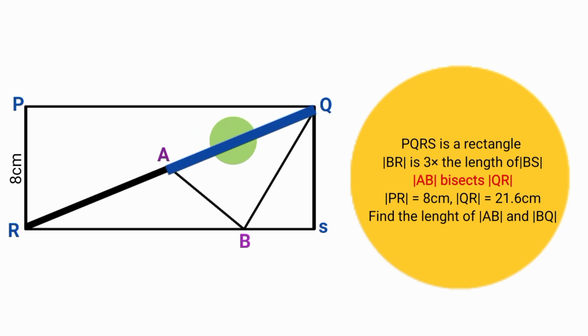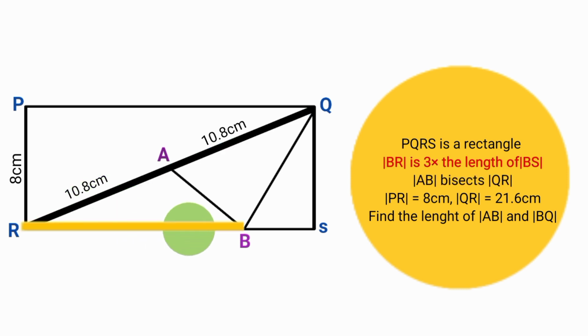And hence, this line equal to 21.6 divided by 2, which is 10.8, and this also 21.6 divided by 2, also 10.8. And line BR is 3 times the length of line BS here, so you can label this X. So if this is X, this line BR must be equal to 3X, based on the information given here. We are asked to find the length of this line AB here and line BQ.